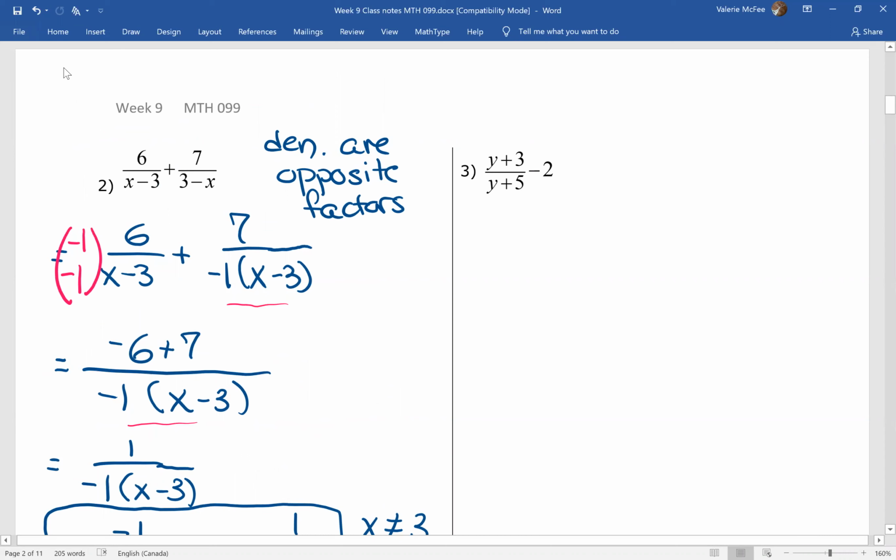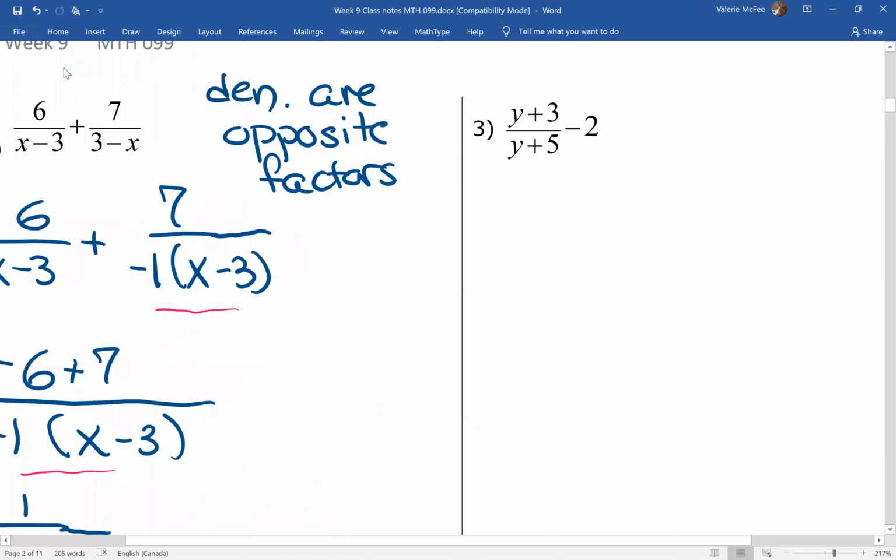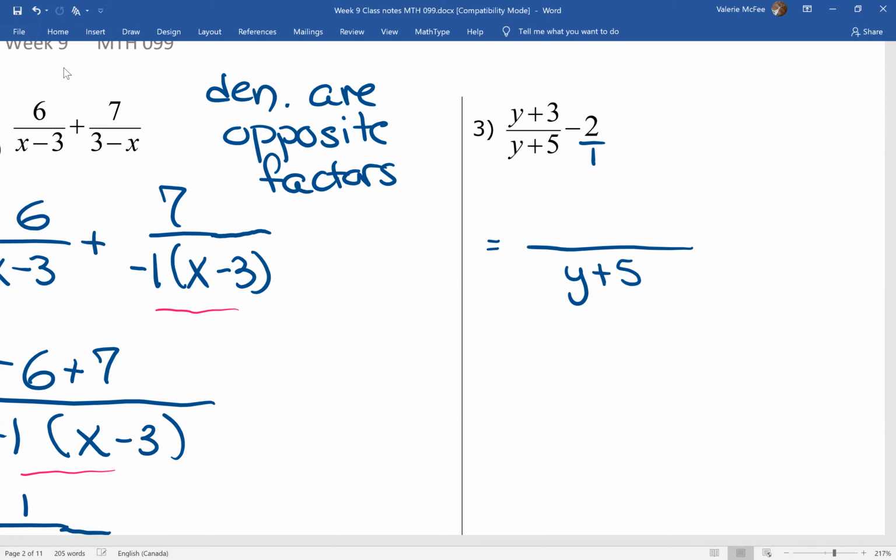Let's look at question 3. We have a rational expression subtracting an integer. Remember, we could write this as 2 over 1. This tells me that the lowest common multiple is just going to be y plus 5, which means nothing's missing from this first expression. It already is over y plus 5.